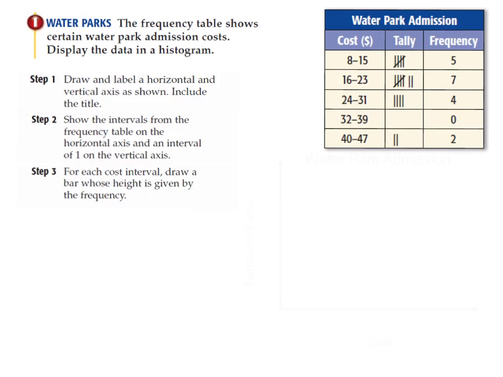Okay, now that we've answered some questions about histograms, let's go ahead and actually make one ourselves. This frequency table shows certain water park admission costs. Display the data in a histogram. Step 1 is to draw and label a horizontal and vertical axis and include the title.